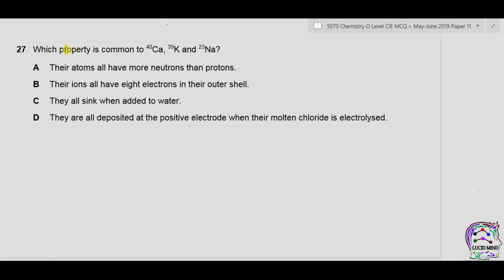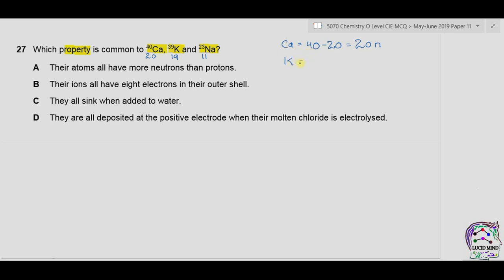Question 27. Which property is common to calcium 40, potassium 39 and sodium 23? A. Their atoms all have more neutrons than protons. Let's find out the number of protons from the periodic table. The atomic number of calcium is 20. For potassium it is 19 and for sodium it is 11. So in calcium the number of neutrons will be equal to the nucleon number, which is 40, minus the atomic number, which is 20. So there are 20 neutrons in calcium.